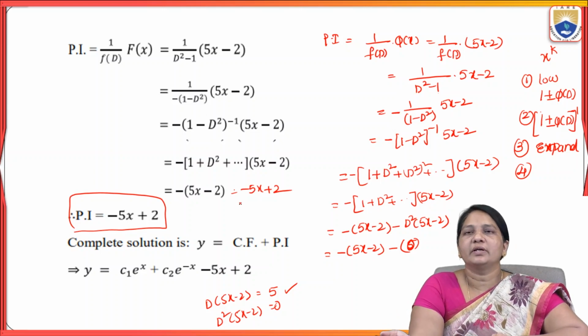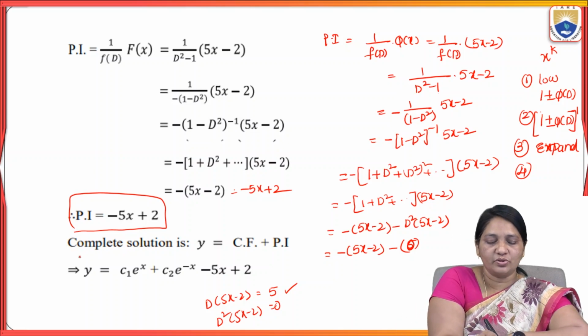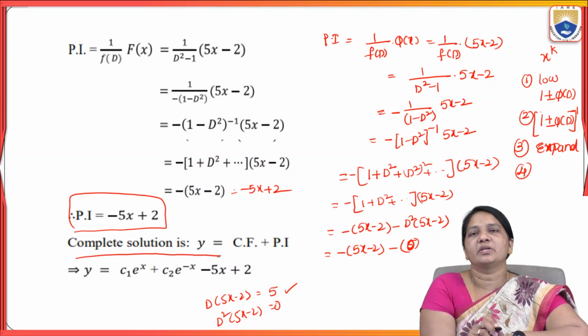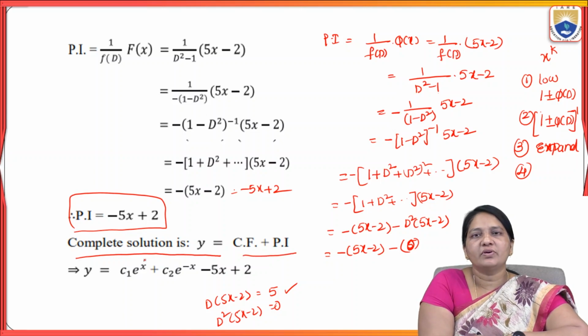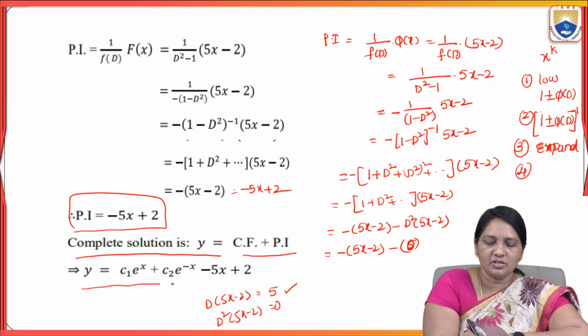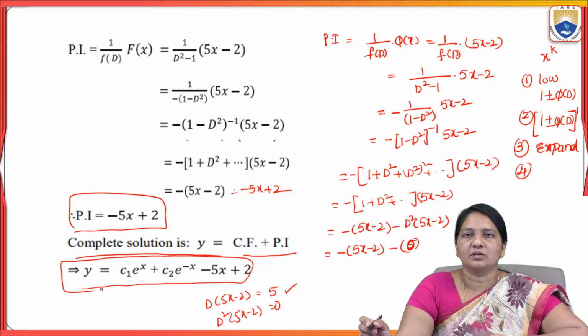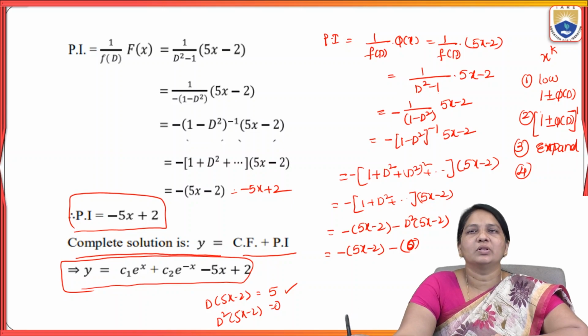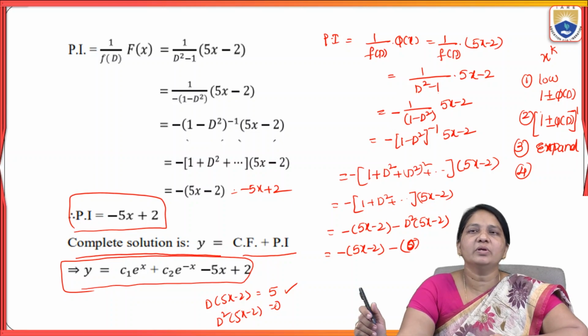We already calculated the complementary function, so finally we can write the general solution or complete solution. The complete solution is y equals CF plus PI. What is the CF value? C1 e power x plus C2 e power minus x. Here the PI value is minus 5x plus 2. This is our complete solution, or general solution, of the given equation. So this is the way to solve the given equation by using this method, that means if you are having Q of x equal to x power k.